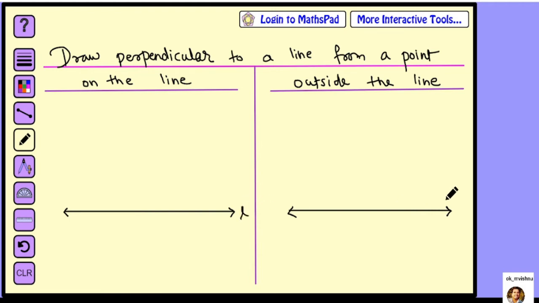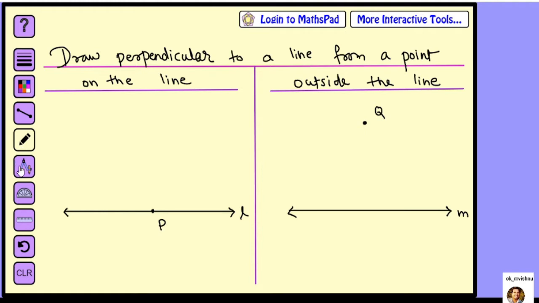So this is line L, this is line M, alright? And on this line L we are taking a point somewhere on the line. Let's name this point as P. And for line M we are taking a point Q, which is not on the line, outside the line. So let's first start with perpendicular from a point on the line.